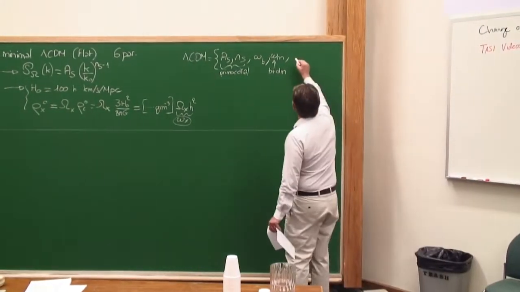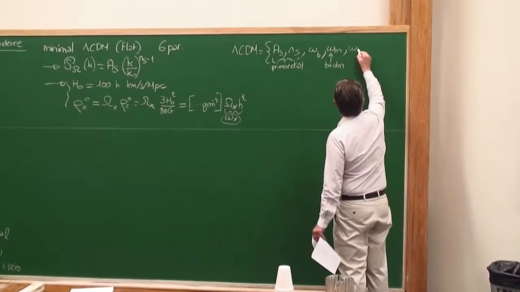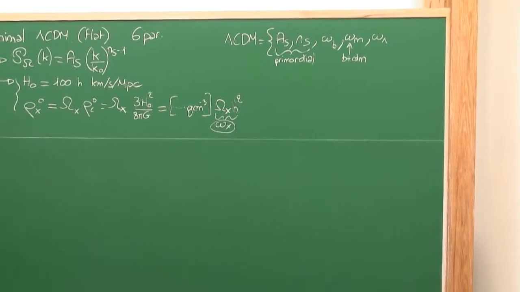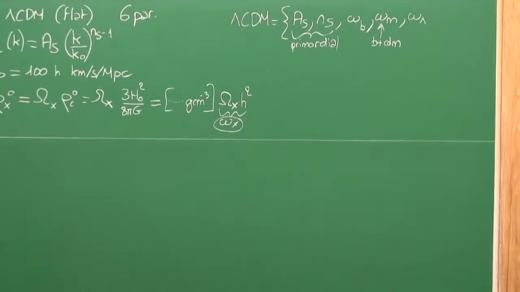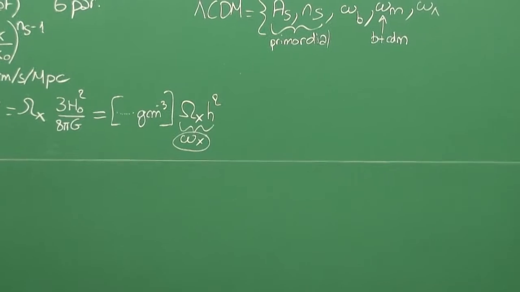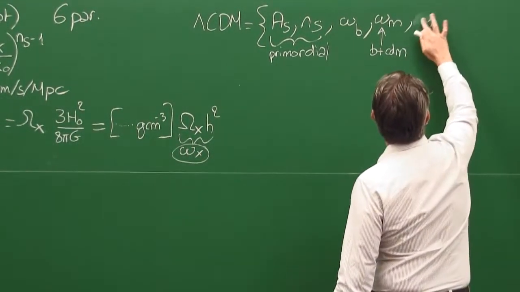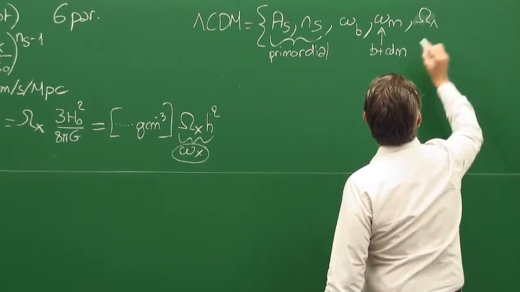I could put omega of lambda, the density of a cosmological constant, but I would have a problem that only some particular choices of my small omega would respect the assumption of a flat model. So I prefer to put big omega lambda here.